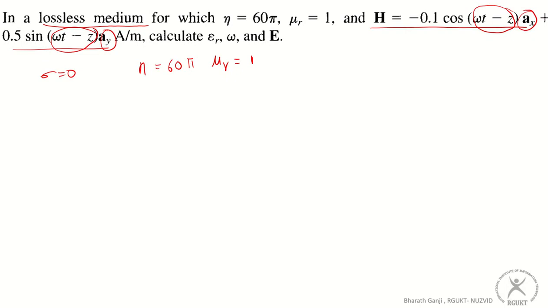So the common format is omega t minus beta z. From this I can observe that the beta value is 1 here, or 1 radian per meter. That is what I can observe.